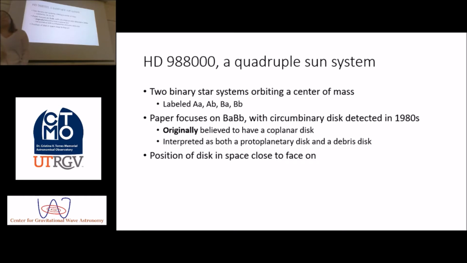But originally it was not thought that this circumbinary disk was in a polar configuration. In several different pieces of scientific literature, the circumbinary disk was interpreted to be either a protoplanetary disk or a debris disk. And so there was really no consensus about whether planets could form in this circumbinary disk. But we do know that the position of this binary system is such that the disk itself pretty much faces the Earth face on. I think the angle is somewhere around 16 degrees from the sky plane.